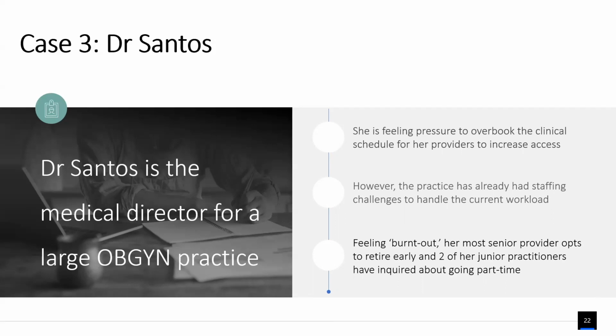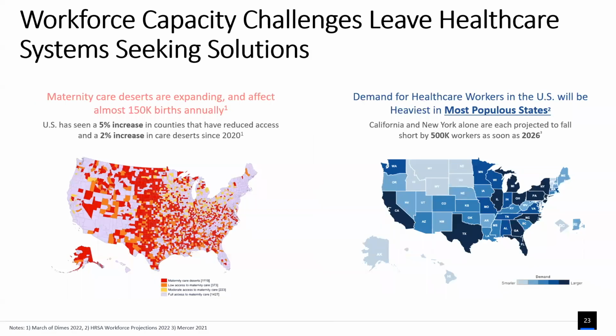And obviously, this is not something that I think is that far out there, you can picture this kind of situation. So this workforce capacity is a significant challenge, and health systems are looking for solutions. We talked about maternity care deserts, but unfortunately they're expanding. There are more areas with closing of labor floors that are having less and less obstetric care available to them. And the US has seen a 5% increase in counties with reduced access since 2020.